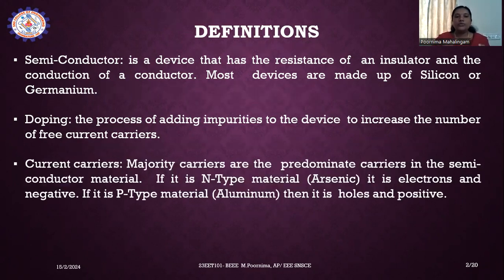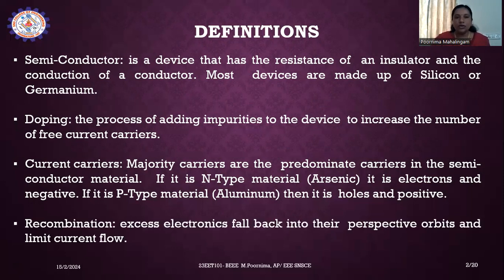Next point, what do you mean by current carriers? The majority carriers are the predominant carriers in the semiconductors. If it is N-type, we add arsenic, and the carriers are electrons, which are negative. If it is P-type material, with aluminum, the carriers are known as holes, and they are positive. Okay. Now, coming to recombination. What is recombination? The excess electrons flow back into their respective orbits and it limits the current flow. This is what recombination is.